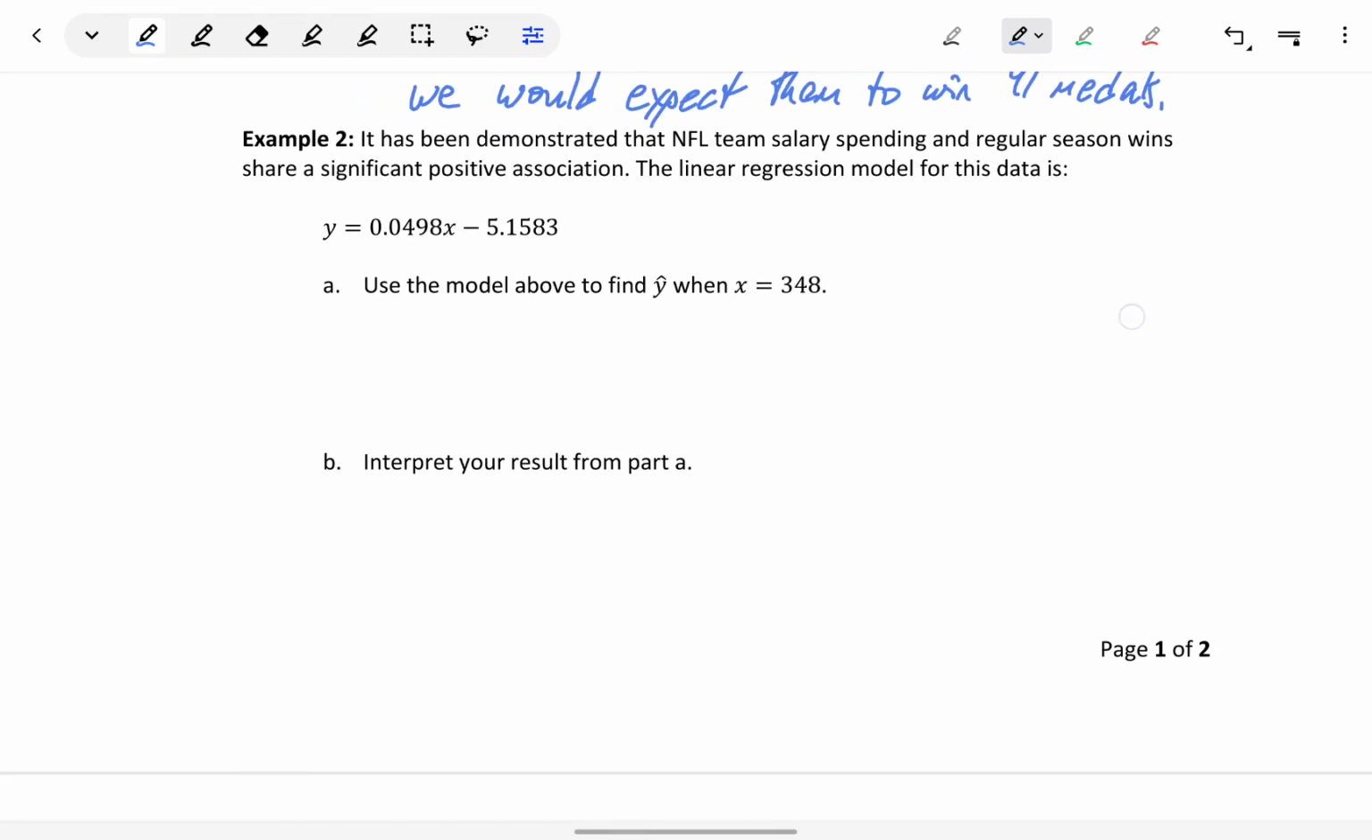In example 2, it's been demonstrated that NFL team salary spending and regular season wins share a significant positive association. The linear regression model for this data is given. We want to find y hat for x equals 348. Again, we would plug in that value of x into our linear model, and we would get 12.1721 as a result.